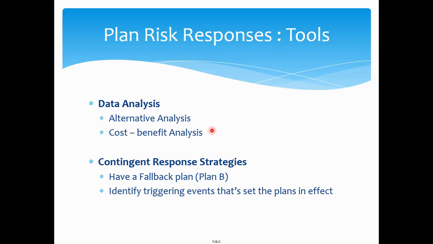Together with that, you as a project manager should also have a contingency response. You can have a plan B, your fallback plan. Basically this is my first response, and if that did not work, this is my plan B response, what I will do next. The plan B can also have a triggering event: if plan A does not work and this happens, this is when we go to plan B.